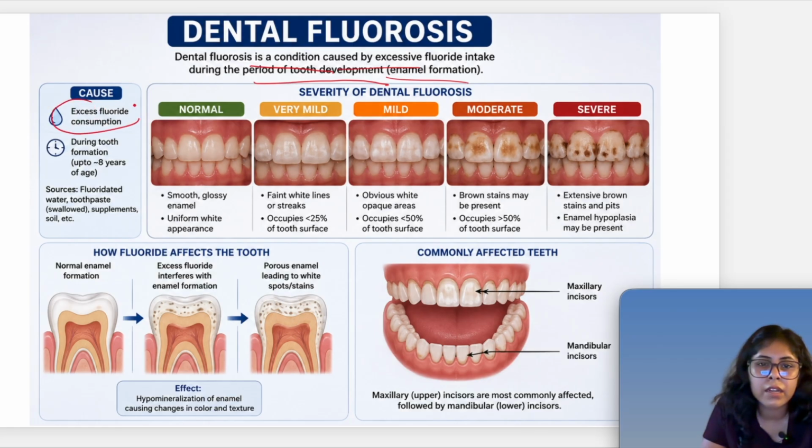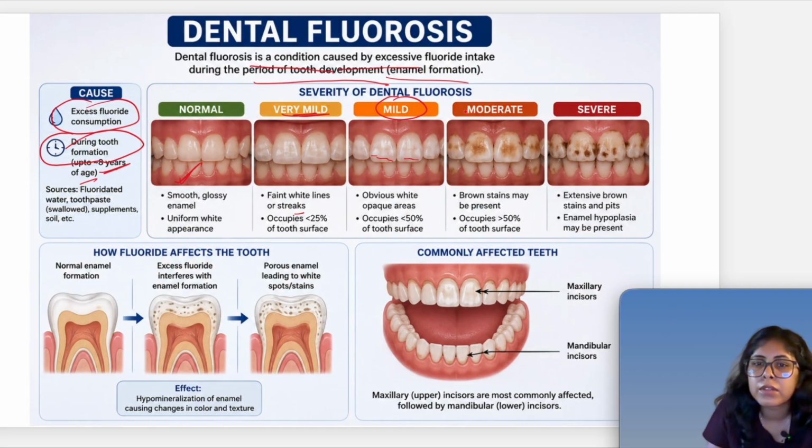Excessive fluoride consumption is a cause, and during tooth formation, up to 8 years of age, if we are getting more fluoride in our water, or anyhow we are getting more fluoride, then it will create this issue. So the normal teeth will look something like this. And if it is a very mild attack of fluorosis, then we'll be seeing faint white lines or streaks. And if it is a mild attack, you will be seeing these opaque white areas.